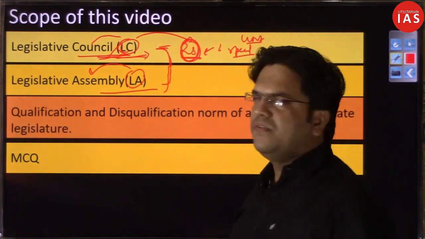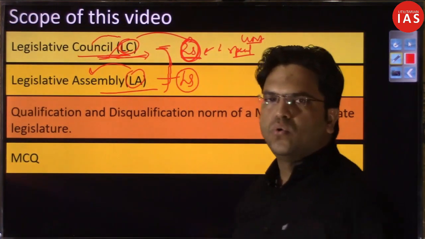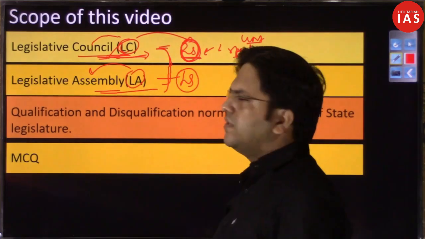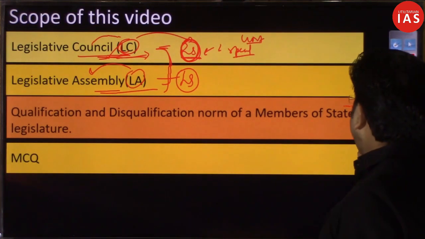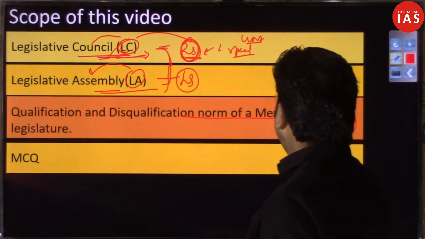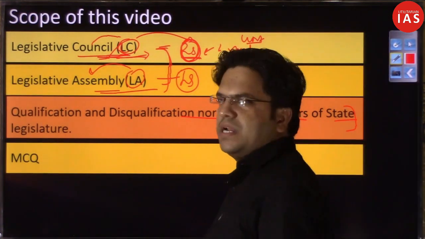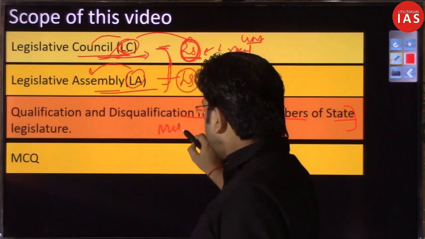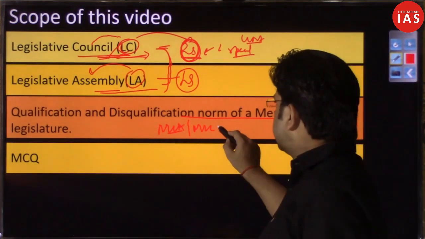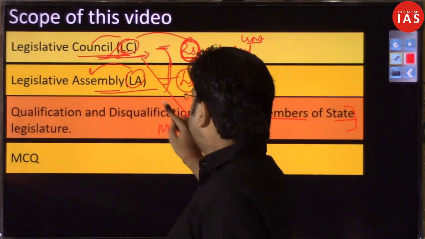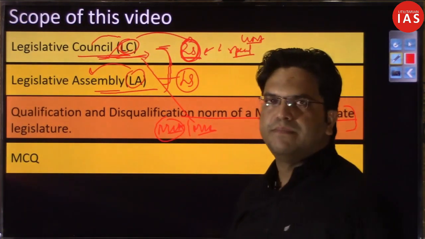This is the legislative assembly, we will discuss it in detail. It is equivalent to the lower house at the central level, that is Lok Sabha. This is not optional, every state needs to have a legislative assembly. In the third leg of this video, we will discuss the qualification and disqualification norms for the members of the state legislature. When I say state legislature, I am referring to both MLAs and MLCs. MLAs are members of the legislative assembly and MLCs are members of the legislative council.